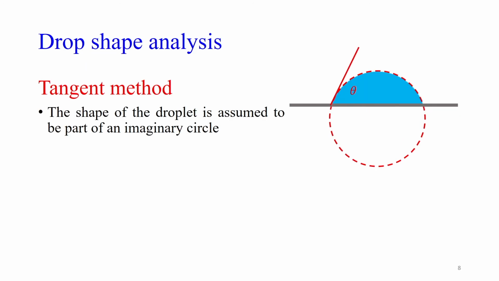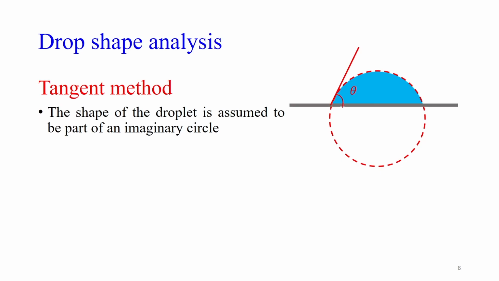Now, once your drop shape has been recorded by the camera, you should be able to analyze the angle between the surface and the liquid, or you have to draw a tangent. This method is known as the tangent method. So, this is the liquid. What we are doing is drawing an imaginary circle, and after drawing the imaginary circle you draw a tangent like this, and this angle is the contact angle.